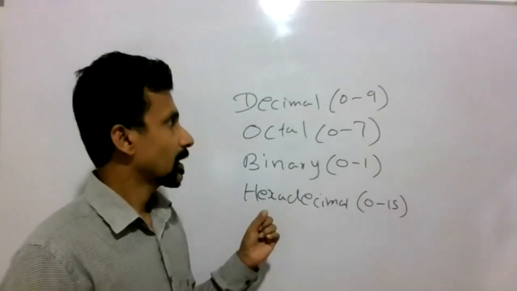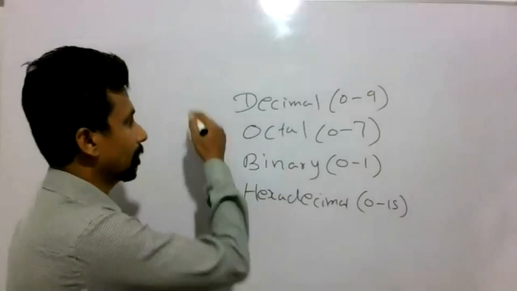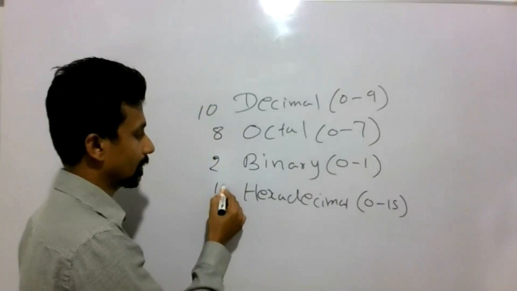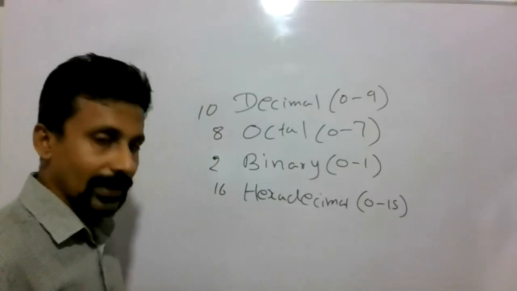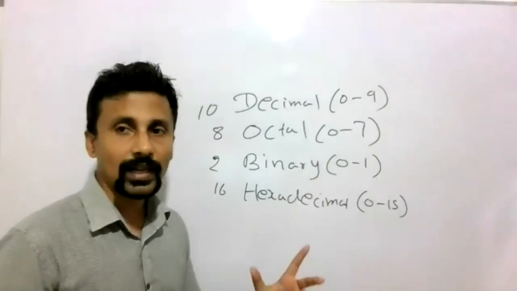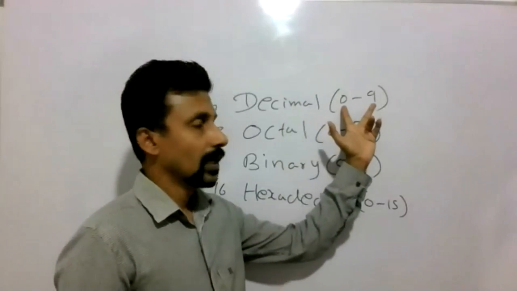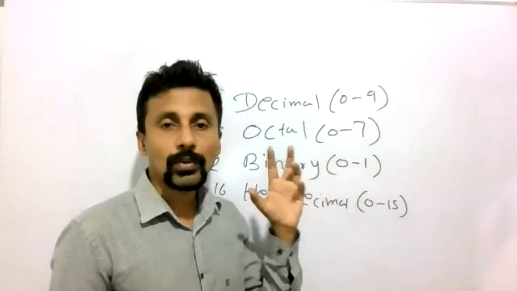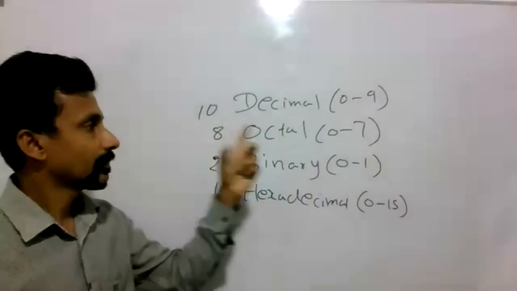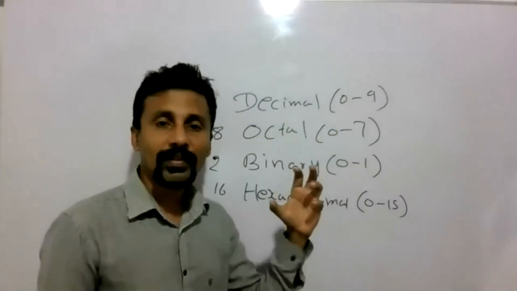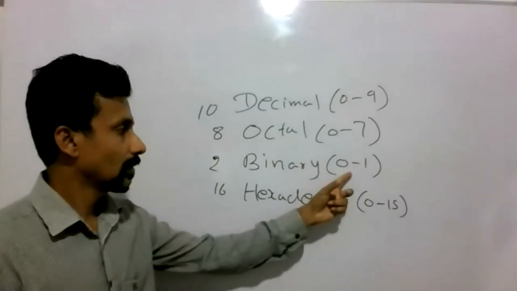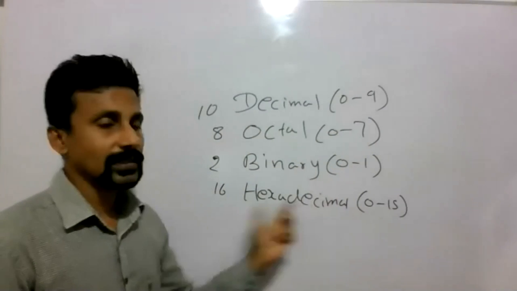Each number system has a base value. Here the base value is 10, here 8, here 2, here 16. The base value depends on how many numbers are there. In the decimal number system, 0 to 9, altogether 10 numbers are there, so that is the base. Octal is 0 to 7, altogether 8 numbers, and that is the base. Binary and hexadecimal are the same.